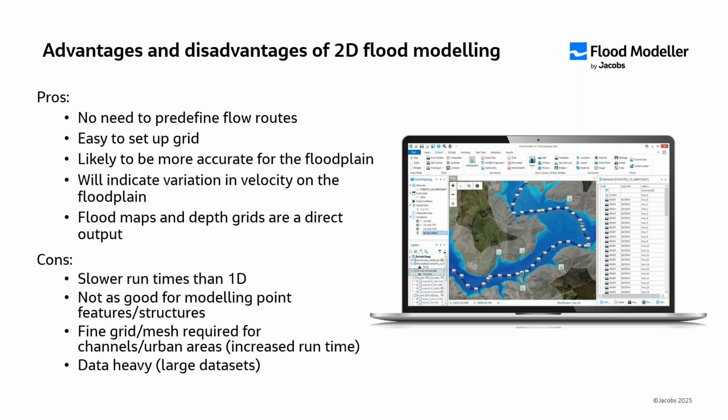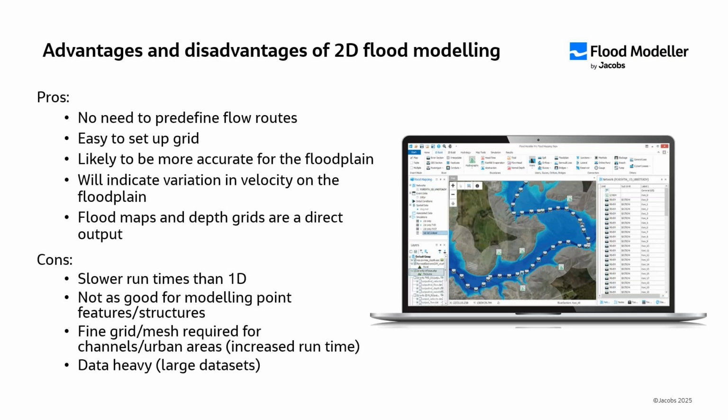If you decrease the grid size, that's going to increase the runtime, or the time it takes to do the computations. And the other problem with 2D flood modeling is that it's very data heavy. LiDAR data is usually very large, and some of the other inputs to 2D models and the outputs are usually pretty large as well. So there's definitely a data constraint to running 2D models.